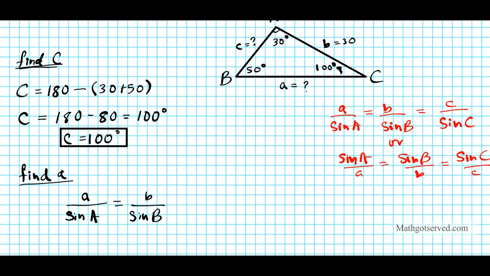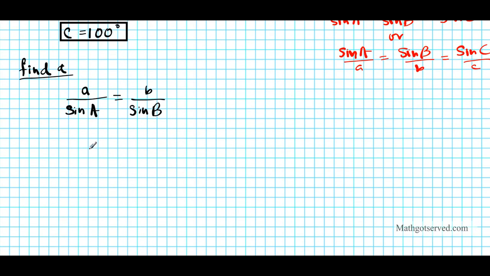So let's go ahead and make a substitution. Little a, which is unknown, over sine of angle A, which is 30 degrees, equals little b, which is 30, over sine of big B, which is 50. Can I solve this equation? Absolutely, because I have one equation and one unknown. So how do I solve this equation for little a? I need to get rid of this denominator, so I multiply both sides by sine 30.